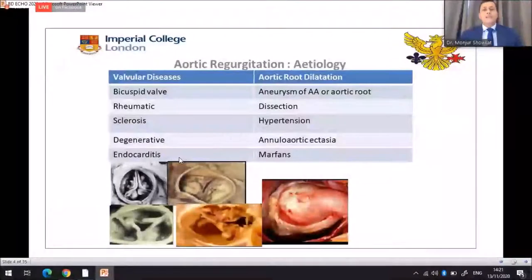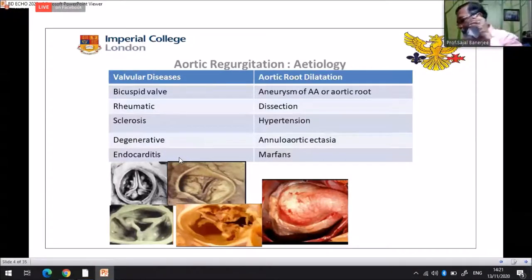Let's focus on the common causes when you see a patient with aortic valve disease or aortic regurgitation. The way I have split it is in two portions. One is a valvular problem, a problem with the valve itself. You can see bicuspid valve, which is very common in the Western world, and rheumatic valve disease, which we don't see very commonly here; it is probably more prevalent in the Indian subcontinent and Bangladesh. We also see degenerative valve disease. Aortic regurgitation is more commonly degenerative than rheumatic, and endocarditis we see more commonly in acute causes.